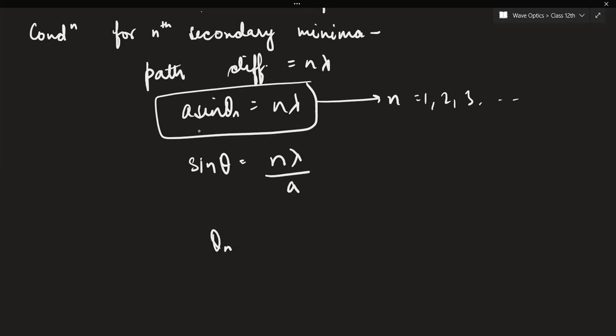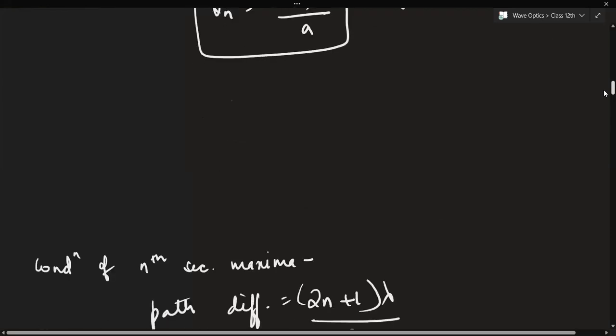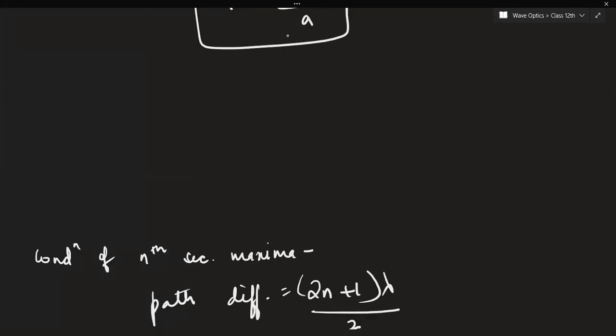If you use small angle approximation, theta will almost be equal to n lambda by a. And this is the angular separation. Theta n is the angular separation. This formula is the angular separation. Suppose, let's say, you have to calculate the linear separation.